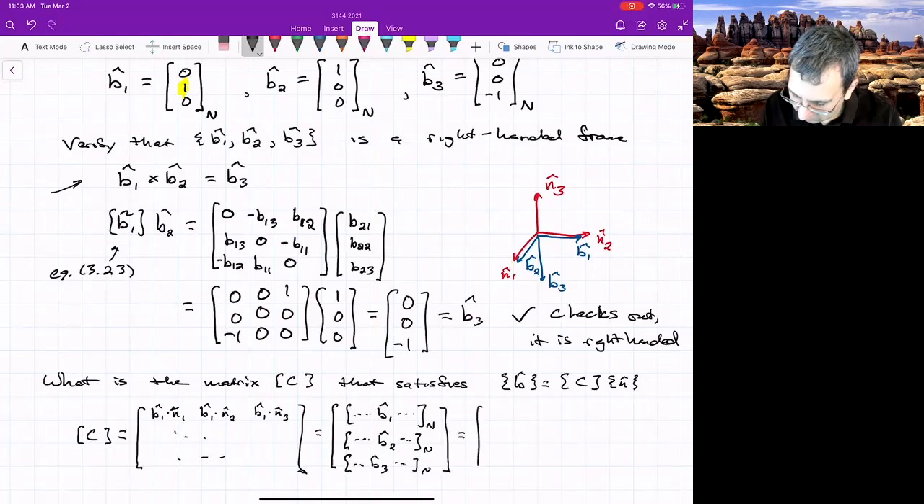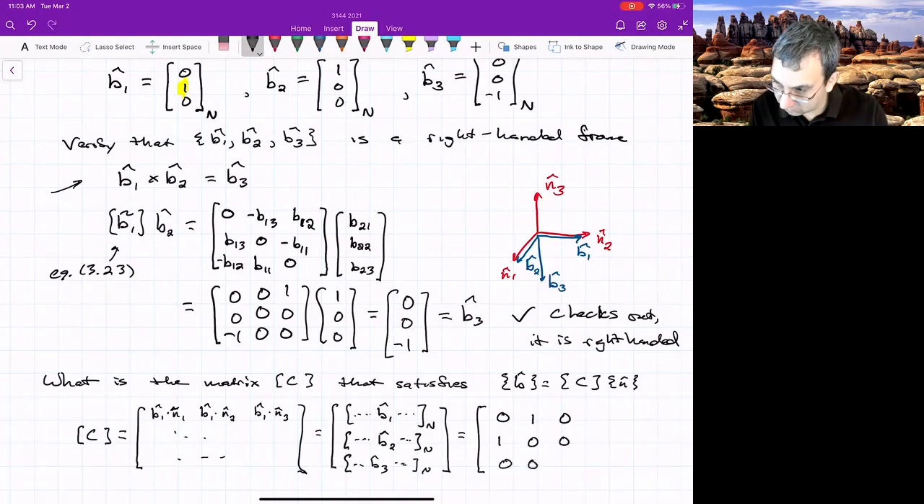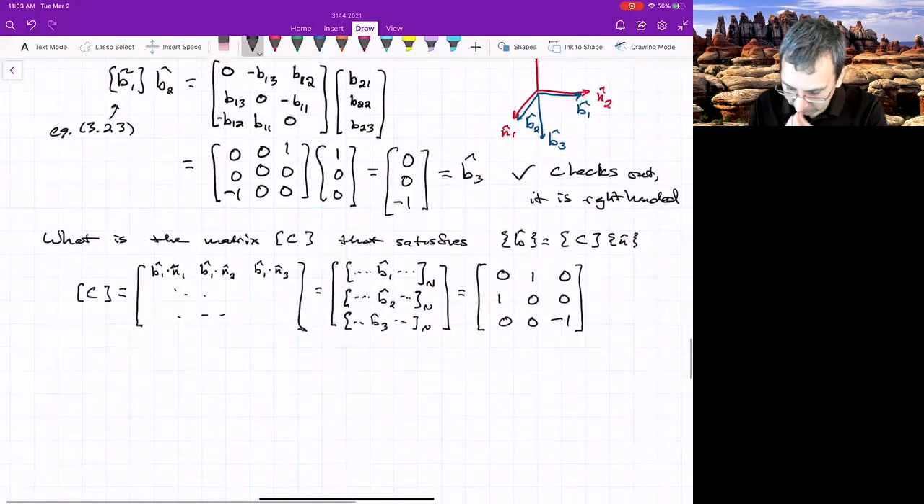So we could read off, and the book in the example writes them as row vectors and then transposes, so it makes it easier to write. So this is 0, 1, 0, 1, 0, 0, and then 0, 0, negative 1. So that's our matrix.